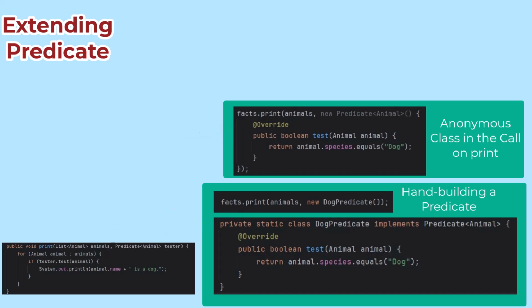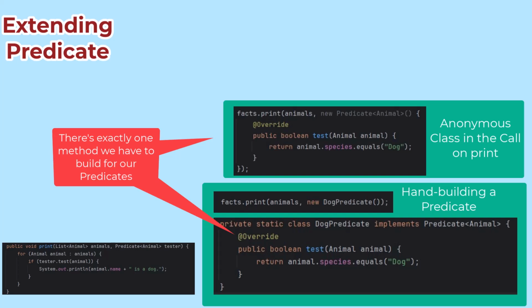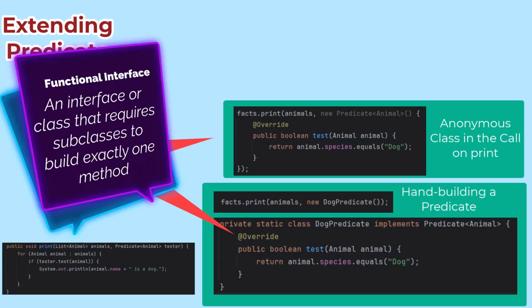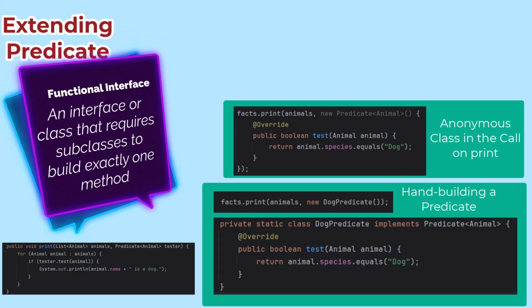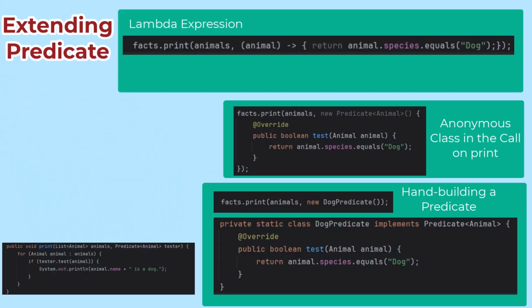Going from the anonymous class to the Lambda expression depends on the fact that predicate only has one method that we have to implement. In Java, an interface that requires only one method is called a functional interface. That simplicity is what lets us use the Lambda expression syntax. All Lambda expressions do is to simplify this anonymous class syntax for functional interfaces.